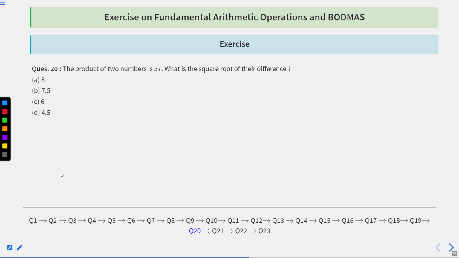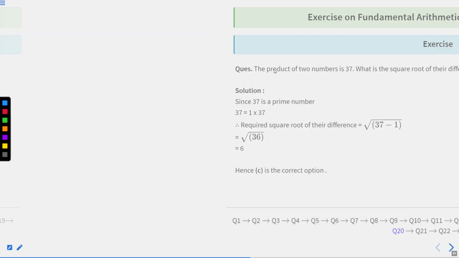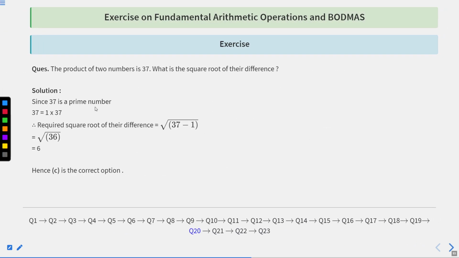Now moving to problem number 20. The product of two numbers is 37. What is the square root of their difference? The square root of their difference is required. Since 37 is a prime number, there are no two other numbers which can yield 37 other than 1 and 37 itself. So 37 is equal to 1 into 37. Therefore, the required square root of their difference will be root of 37 minus 1, which is root 36, which is equal to 6. So the correct option here will be option C.